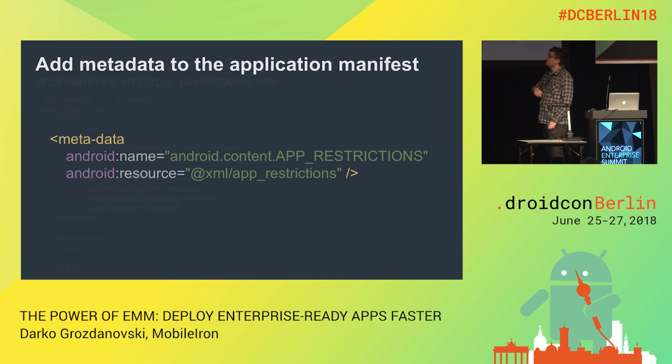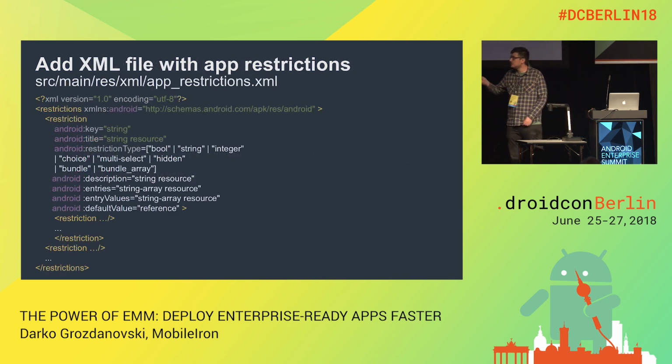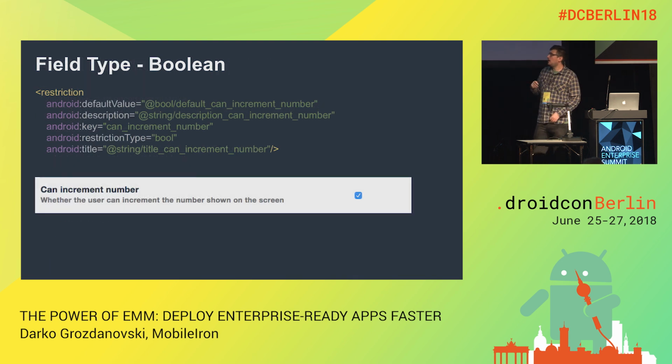The next step would be to define this XML resource, and this would be the template of how you would build this up. A list of restrictions. Each restriction typically would have a couple of required parameters and a couple of optional ones, and they would change based on what the type of the restriction is.